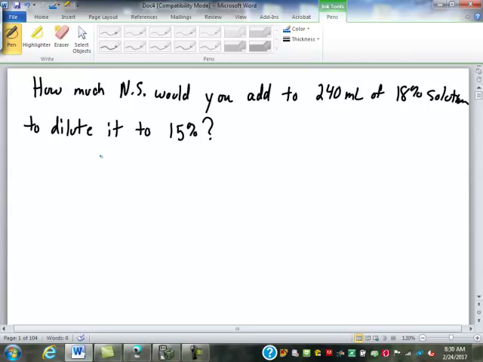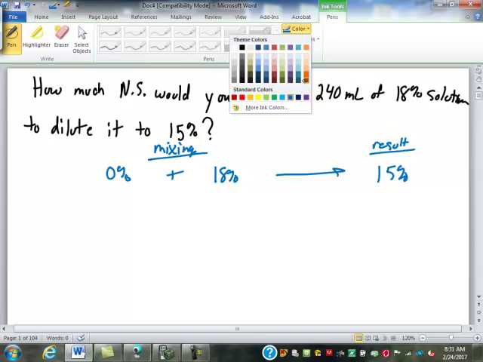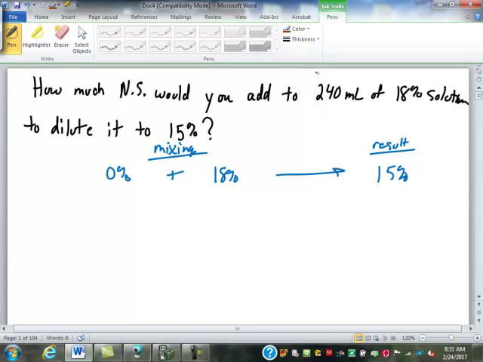So what we're mixing here, the NS is 0%, and we have our 18% solution. So that is what we are mixing. And we are trying to get a result of 15%. The volumes that we have: 240 milliliters of the 18%.